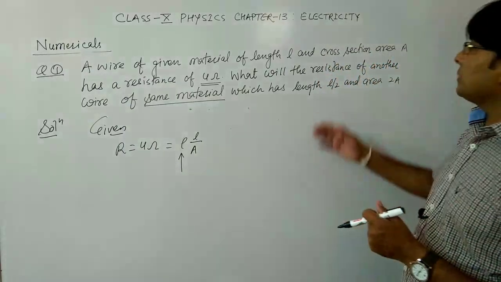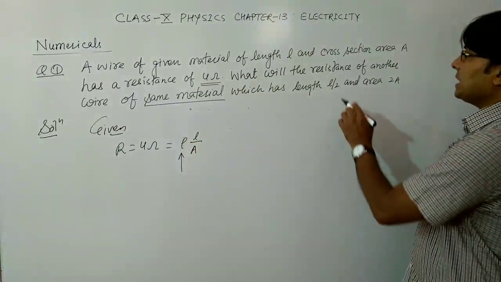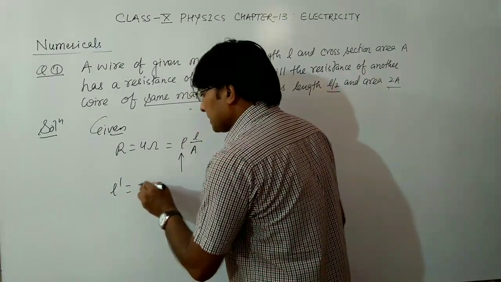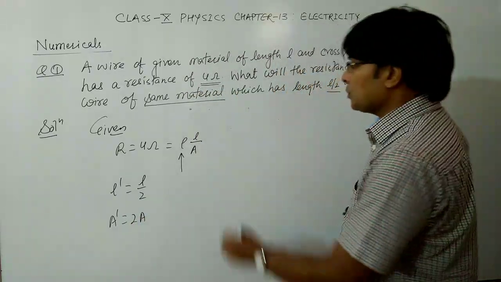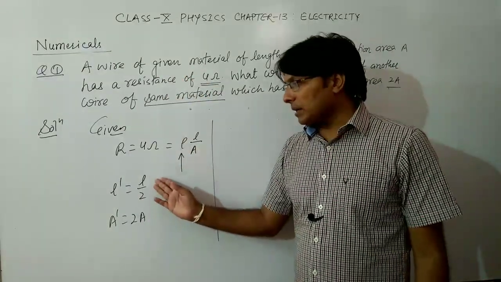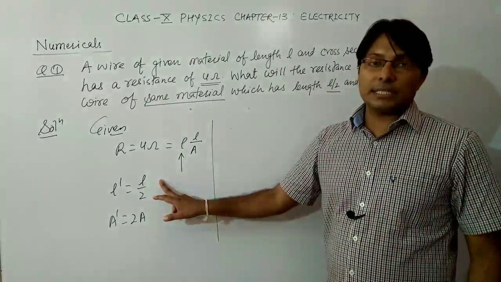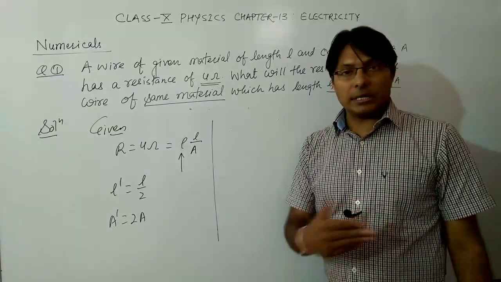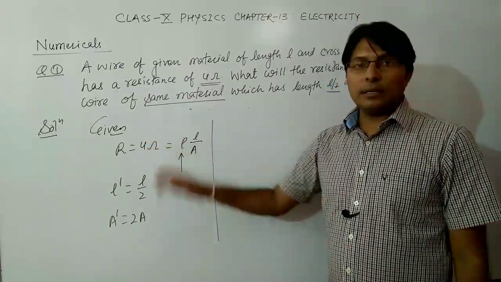Now what we have to calculate? We have to calculate the resistance of the wire of same material which has length L by 2 and area 2A. So length is halved, L dash is L by 2 and cross section area is doubled, that is 2A. And now we have to calculate the new resistance if the length is half and the area is double. You know that if length is half, then resistance is going to decrease, and if cross section area is also doubled, then definitely resistance is going to decrease. So the final answer will have a resistance less than 4 ohm.